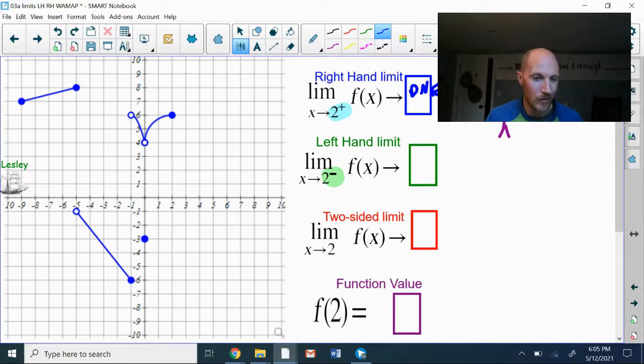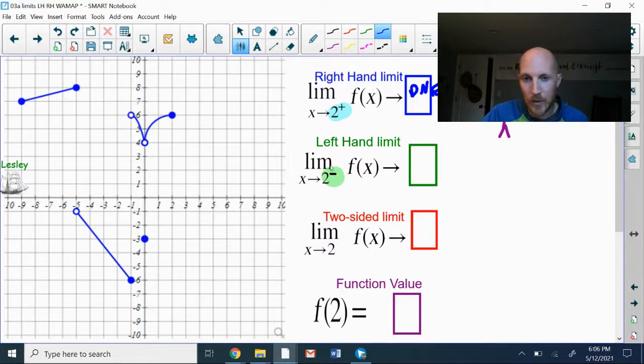You can have right and left-hand limits that do not exist. We've seen two-sided limits that do not exist. You can have right-hand limits that do not exist. You can have function values that do not exist. If I ask you what's the function value at like 6, there's no graph there. It doesn't exist. Right? Okay, well, I'm not asking you that. Let's stick with what's on the page.